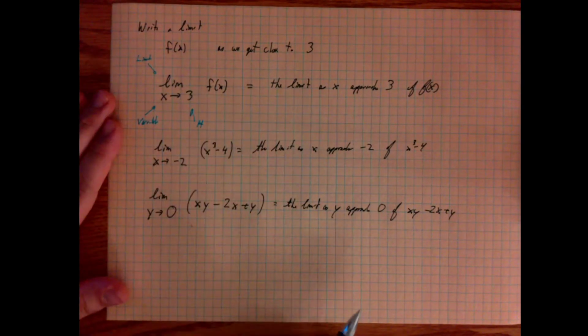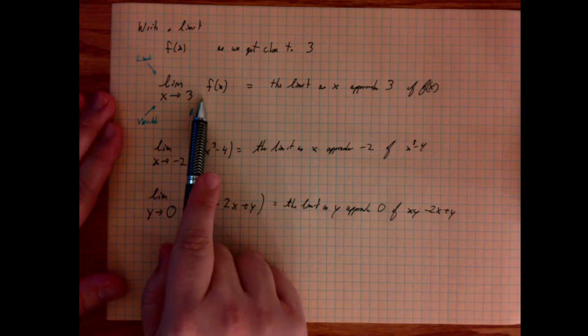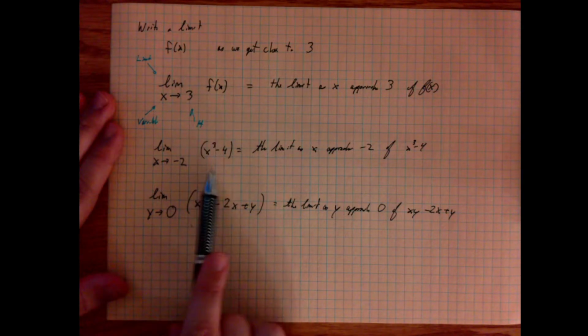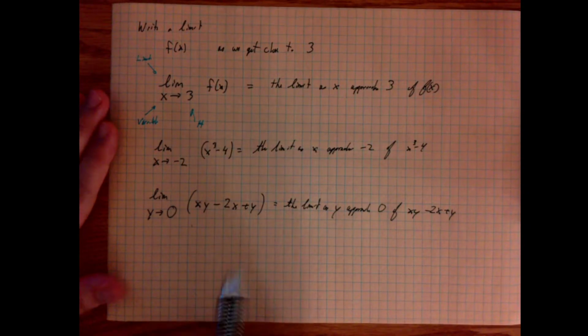And so that's how we write a limit and how we read a limit. Notice there are some significant parts. You have to look at the variable in question, you have to look at the number you're going towards, and you have to know what the function is, either as an undefined function or as a defined function.